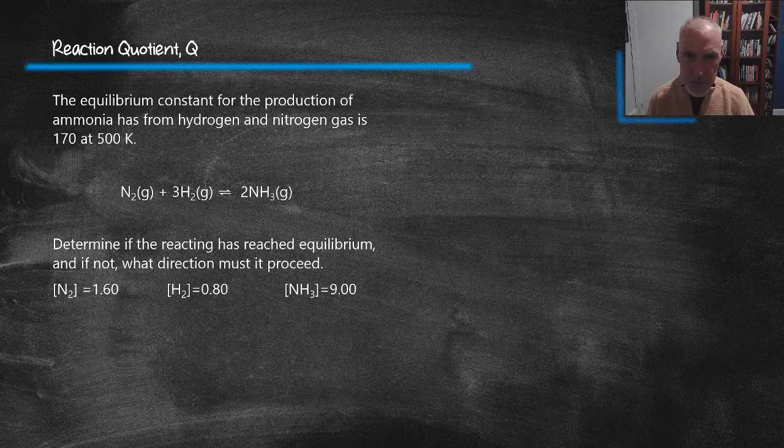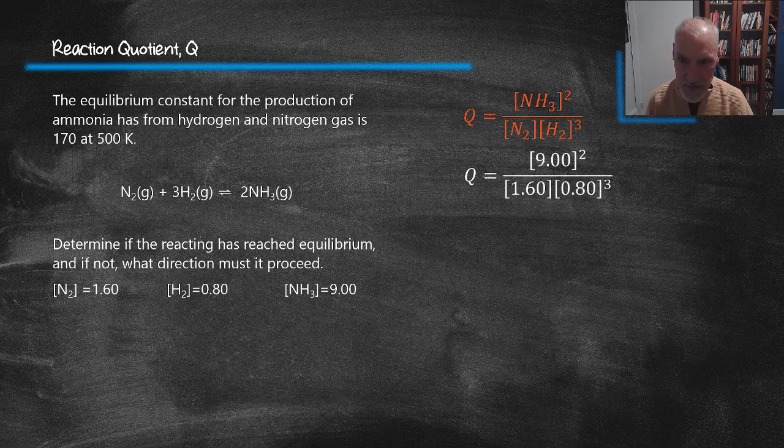To form ammonia from nitrogen and hydrogen at 500 degrees K, the equilibrium constant is around 170. We've been given here some concentrations that were measured. The question is, are we at equilibrium? Well, let's start by determining what Q would be, since we're not sure we're at equilibrium.